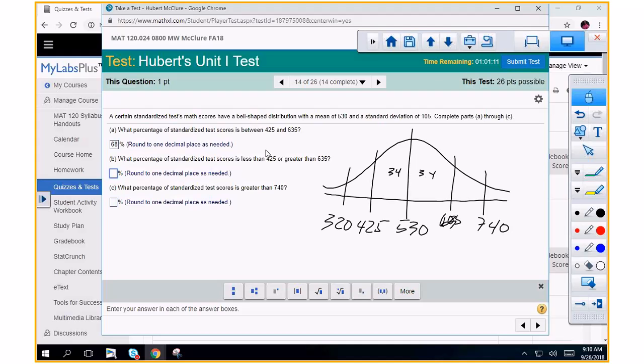What percentage of standardized test scores is less than 425? So that's 13.5 and 2.5, which is 16, and 16 on the other side. Now, you have to be careful here because this question, I remember this question because I don't agree with it. What does that say right here? Or. That does not mean and.